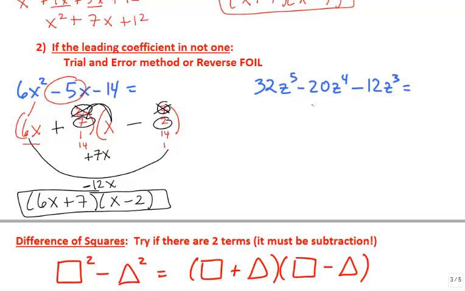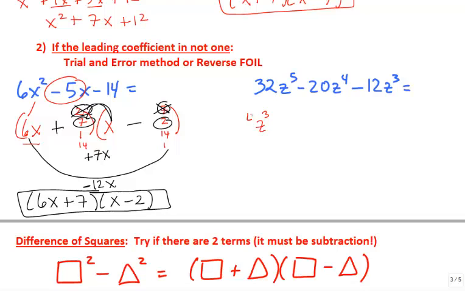And in this case, there is, because if they all have some z's, I know that at the very minimum, I should be able to pull out a z cubed. And if I look at 32, 20, and 12, I know that all three of those numbers are divisible by 4. They're divisible by 2, but I want to pull out the biggest integer that goes into all of them, and that would be a 4.